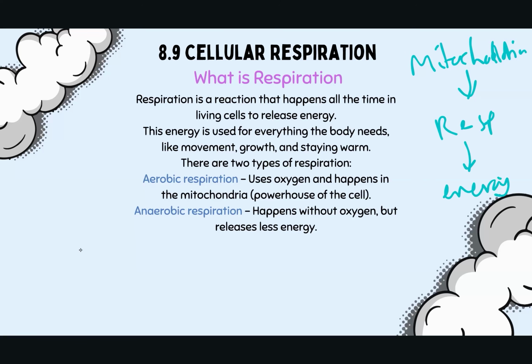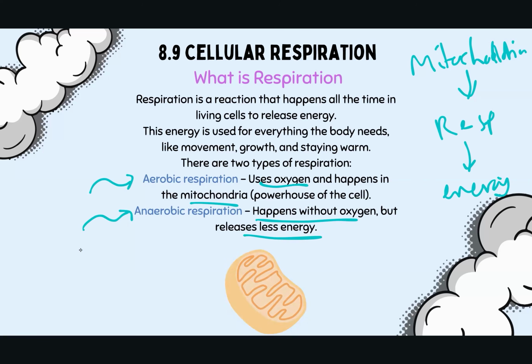And there's two types of respiration. There's aerobic, that uses oxygen, and that happens in the mitochondria. And there's anaerobic, that happens without oxygen and releases less energy. And that does not happen in the mitochondria, it happens within the cytoplasm.